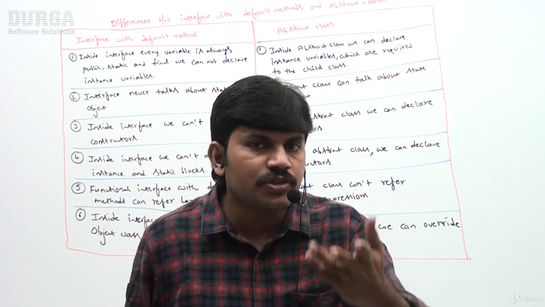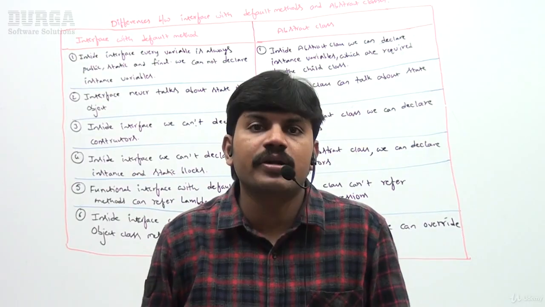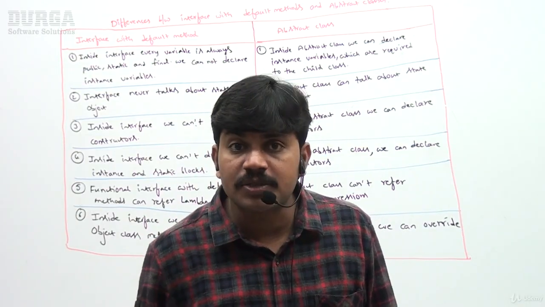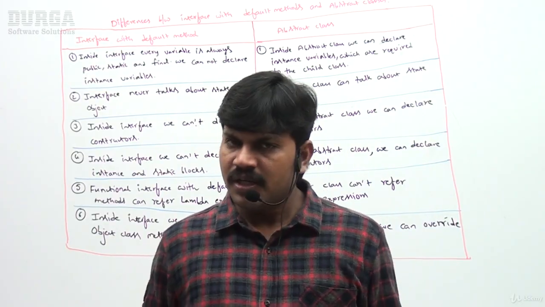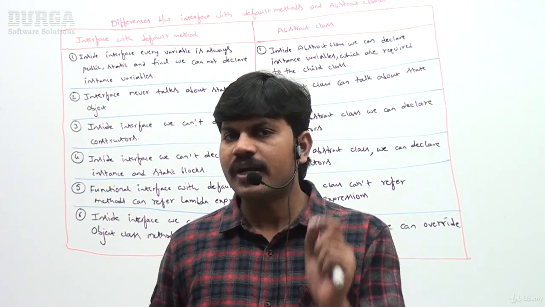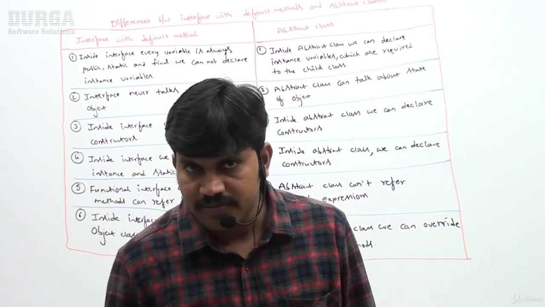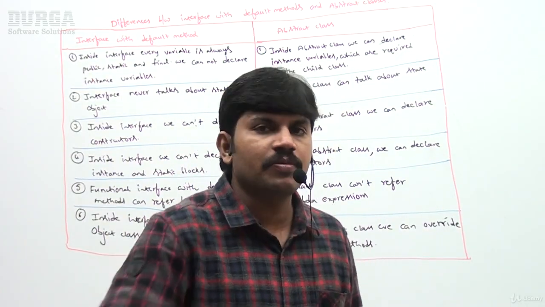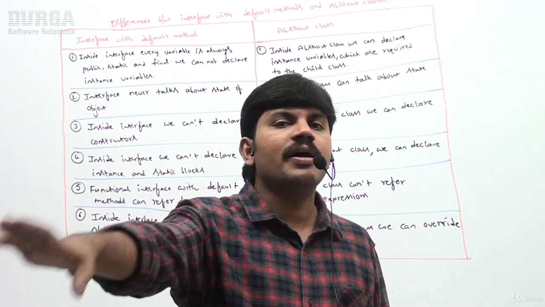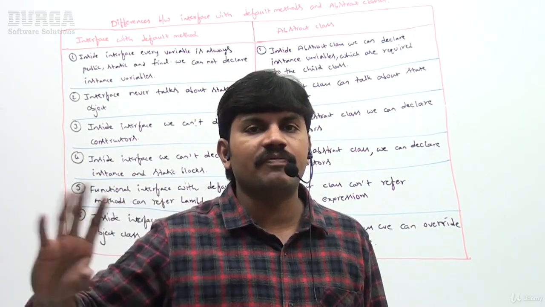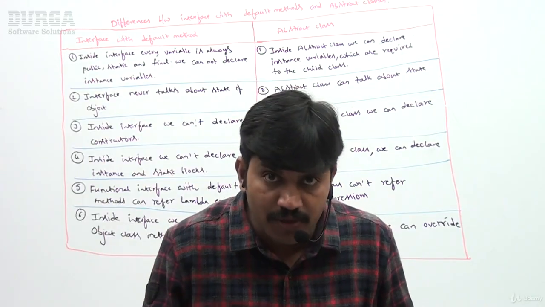Inside an interface, you can't declare an instance block or a static block, but inside an abstract class, happily I can declare a static block and an instance block, sir. Next, an interface which contains a single abstract method, and of course a number of default methods, can refer to a lambda expression, but an abstract class can never refer to a lambda expression, right? Are you able to understand?